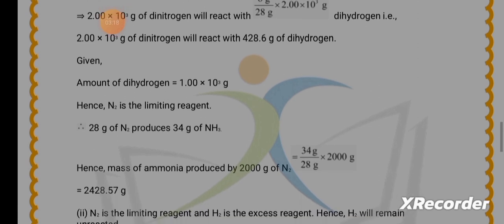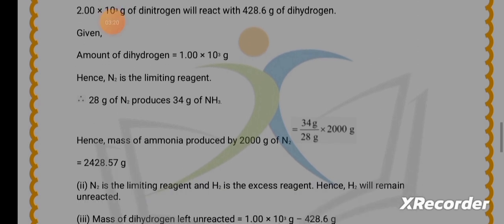So the chemical equation says that 28 gram nitrogen forms only 34 gram of ammonia. The 28 gram nitrogen produces only 34 gram ammonia. So how much do you have? That is 2 into 10 to the power 3. So how much ammonia is formed? By solving this, 34 divided by 28 multiply by 2000, you will get 2428.57 gram. Clear? So by solving this, you can calculate the amount of ammonia formed.